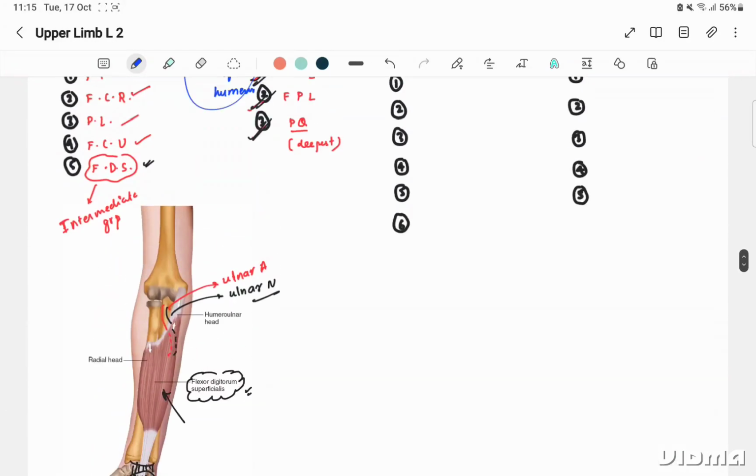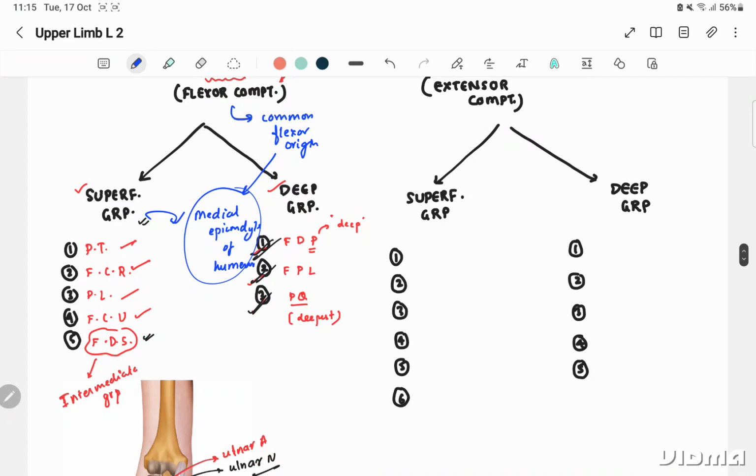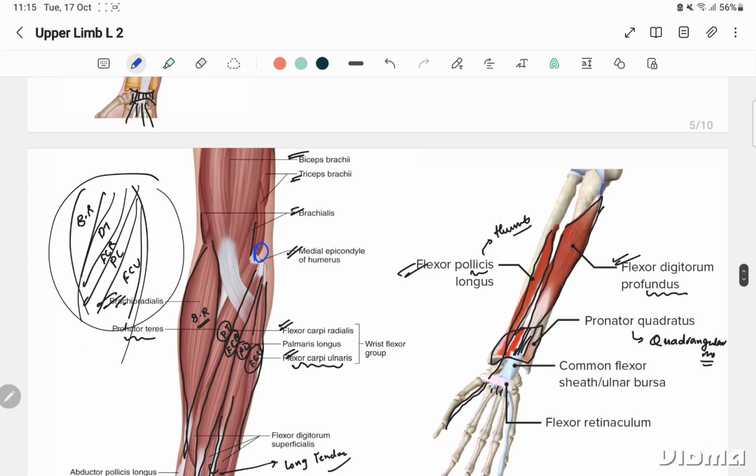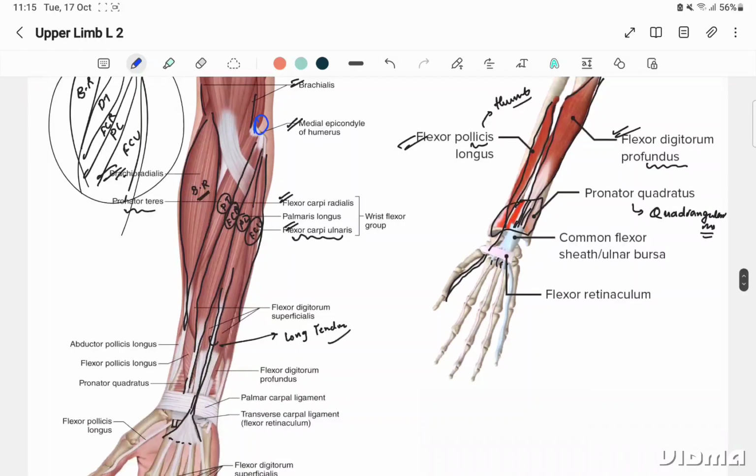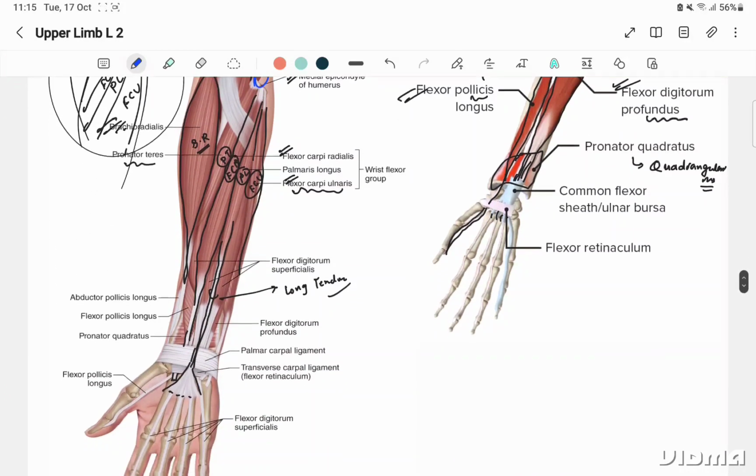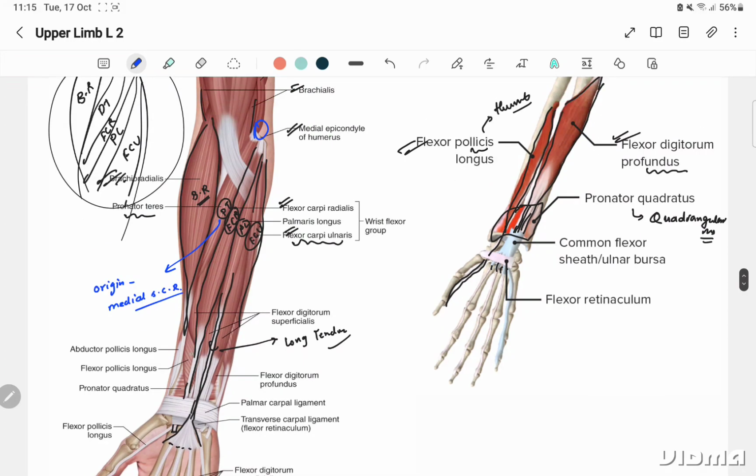For the deep group muscles the origin will be different. So, pronator teres, let's discuss the pronator teres. Pronator teres originates from the medial supracondylar ridge, and inserts laterally to the shaft of the radius.